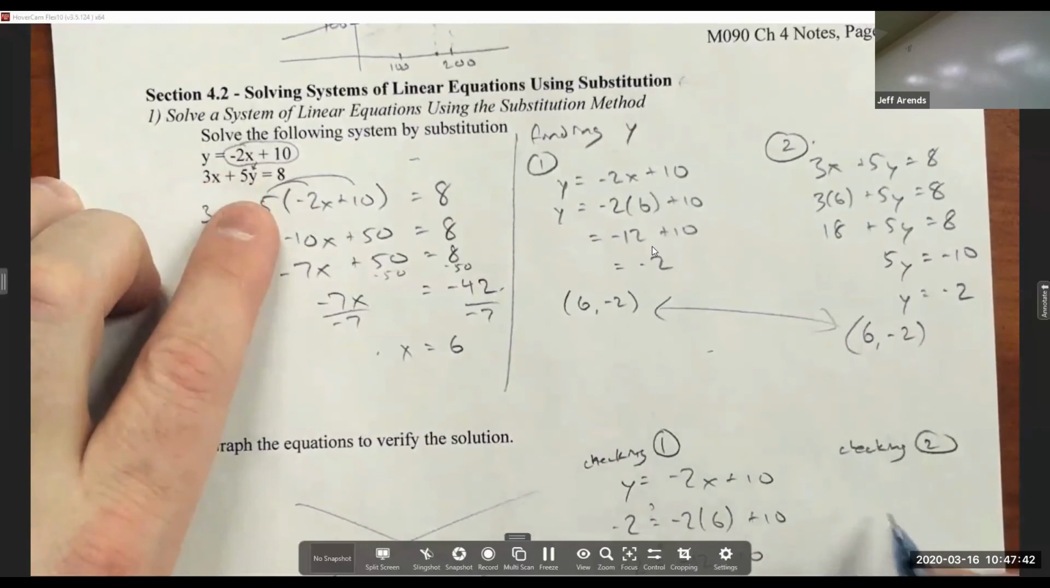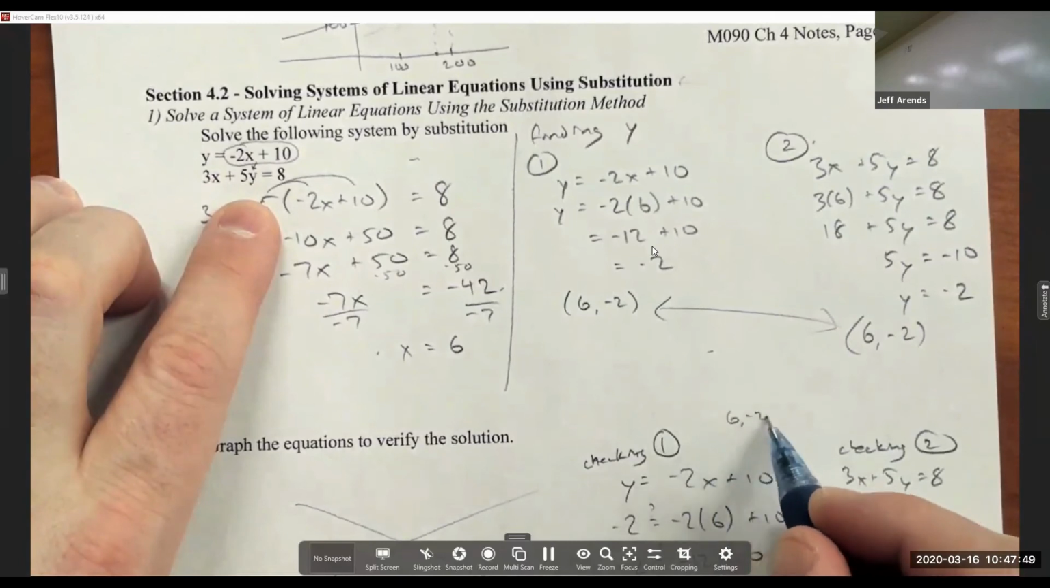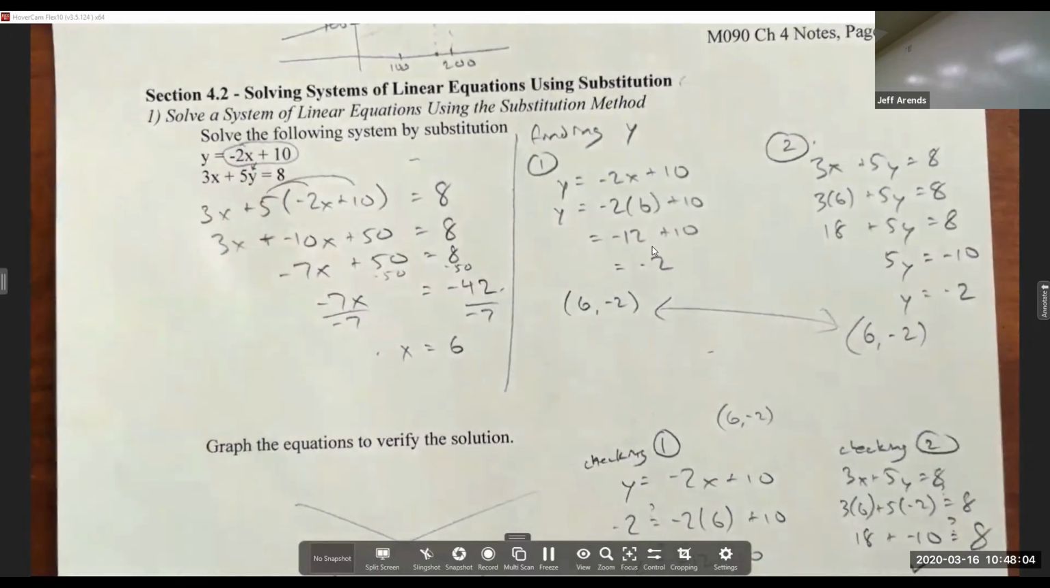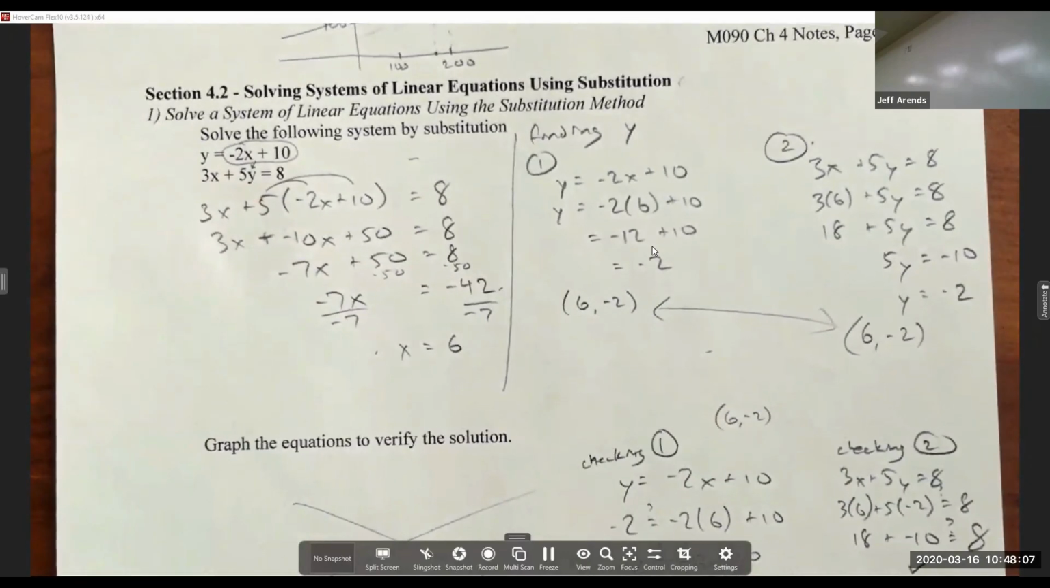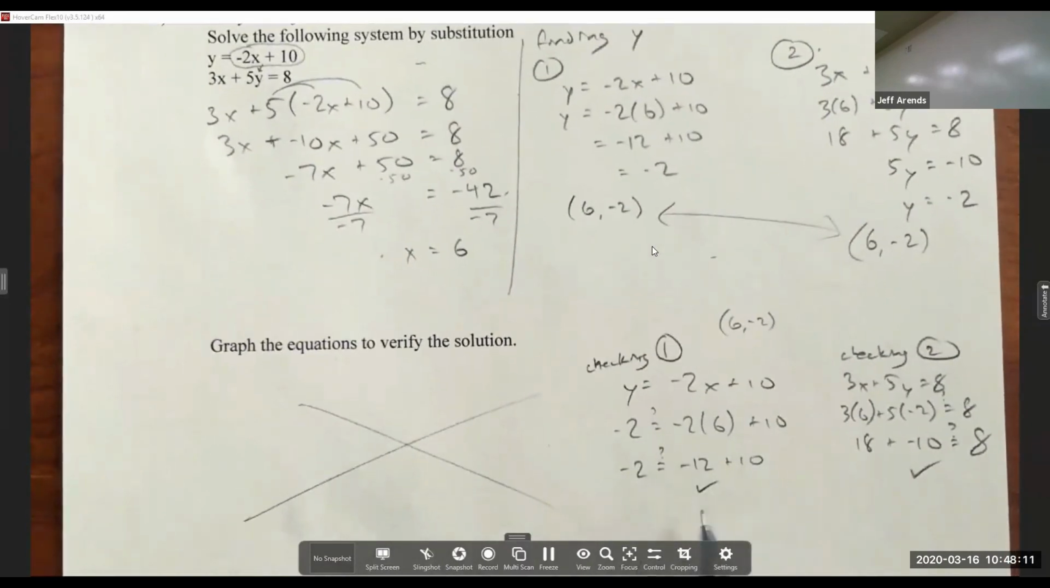And checking with the second equation, 3x plus 5y equals 8. My point is 6, negative 2. When I plug the 6 in for the x, I get 3 times 6 plus 5 times negative 2 equals question mark 8. That's 18 plus negative 10 equals 8. And that's a true statement. So you can see I verified it does satisfy the system of equations. It's a little bit better to verify using algebra than it is using a graph. So that's what I'm going with.